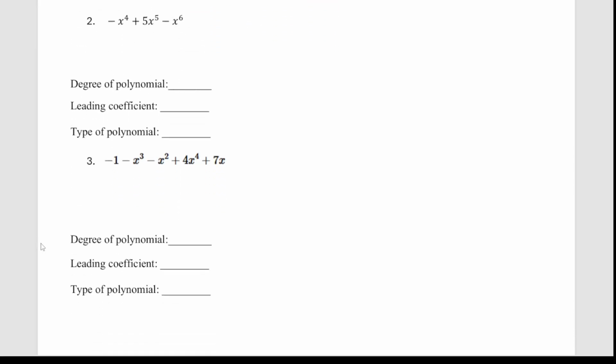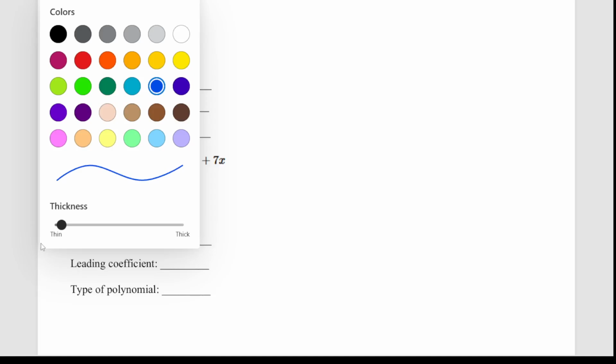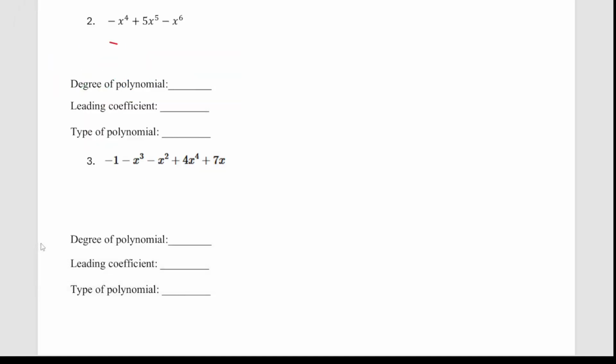For this next one, again, you want to make sure that you're doing the same thing. So you first want to rearrange it as negative x to the 6th plus 5x to the 5th minus x to the 4th, which means the degree of the whole polynomial is 6. That leading coefficient is negative 1 because the negative in front of the x to the 6th really means it's being multiplied by negative 1. And it is also a trinomial because there are 3 terms.